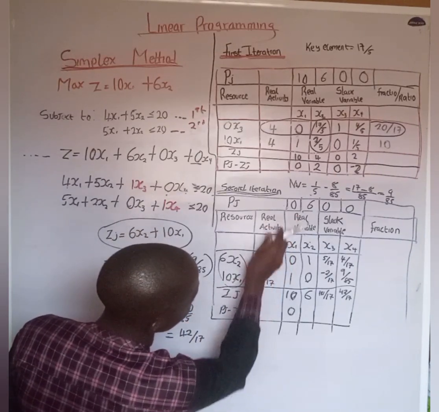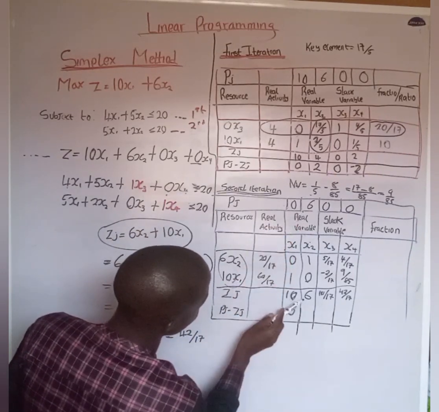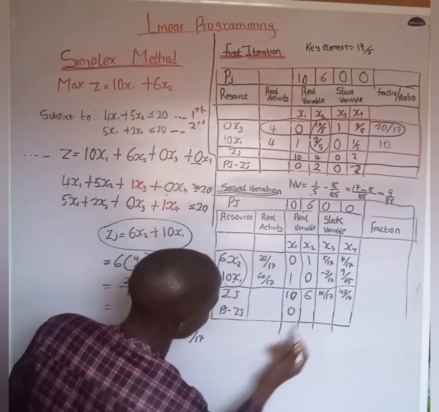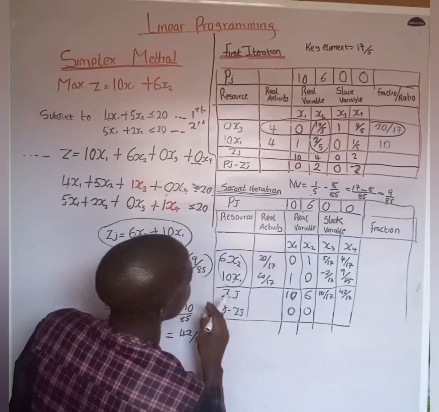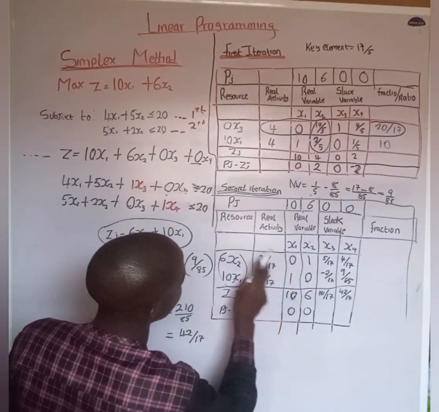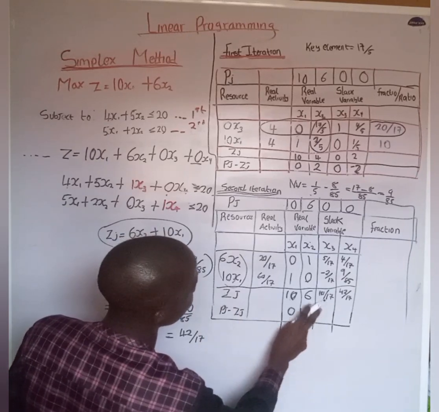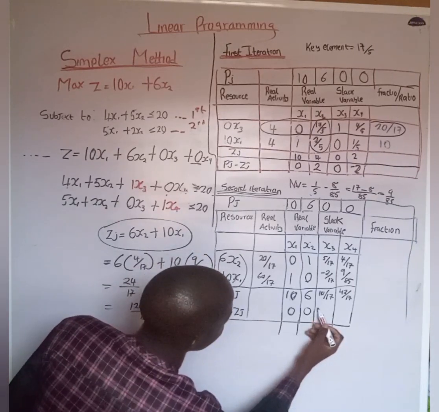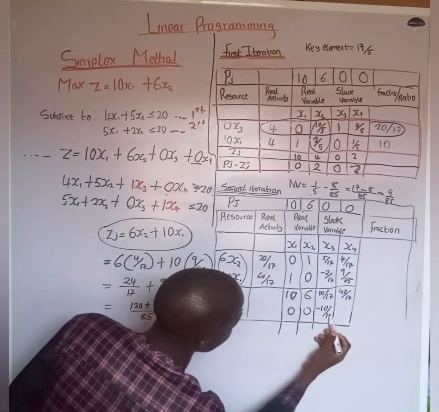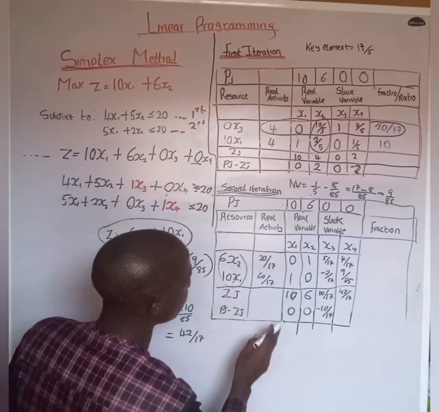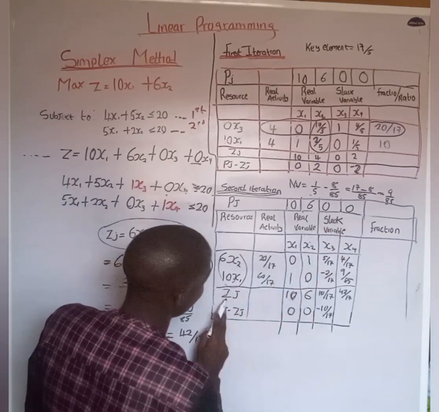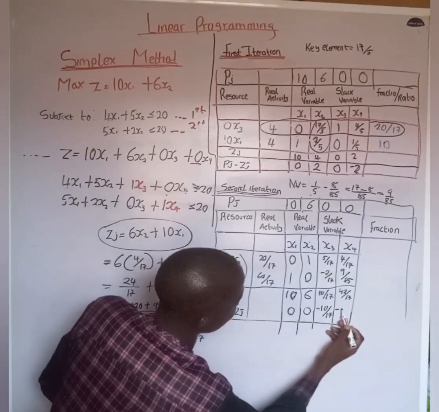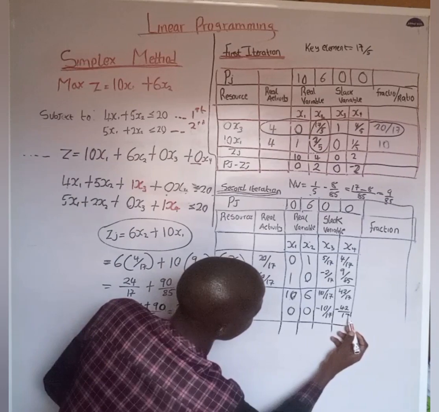For the second column, x2, I'm going to be having 6 minus 6. The value of pj here is 6, and the value of zj is 6. So 6 minus 6 is 0. For the third column, the value of zj is 10/17, while the value of pj is 0, so 0 minus 10/17 gives me minus 10/17. For the next column, the value of pj is 0, and the value of zj is 42/17. So the value of pj minus zj will be minus 42 all over 17.